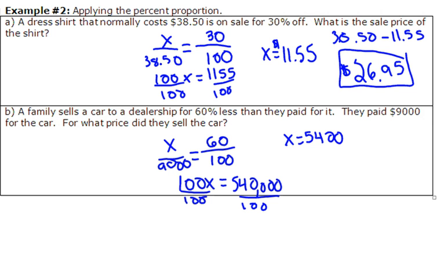Now this is the amount that they took off the original price of the car, because it says that they sell the car to the dealership for 60% less than they paid for it. So we need to take off the 5,400 from the price they paid for their car. So 9,000 minus 5,400 is 3,600.